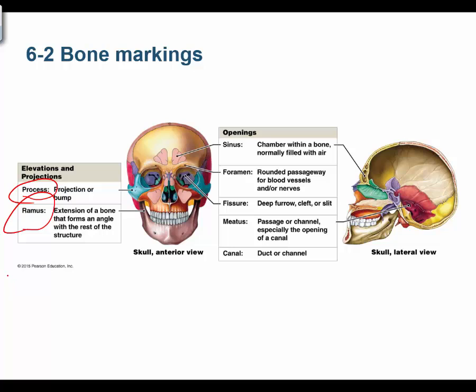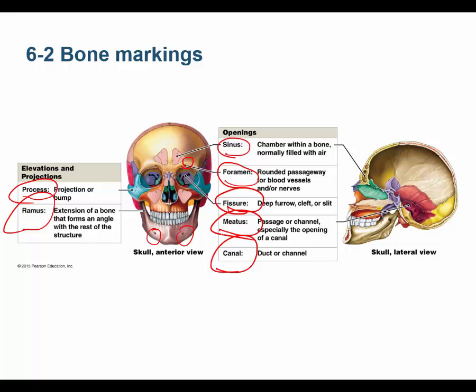Rami means arm or branch, and you're going to learn some rami. You have holes in bones, and you're going to name these: mental foramen and supraorbital foramen, and I'm not really seeing the infraorbital foramen. So you're going to have to learn these things. You have a chamber called a sinus. You have a hole or a round passageway called a foramen. A deep cleft is called a fissure. A channel is called a meatus, like the external auditory meatus. That's your ear canal, so that's a meatus. And then you have canals, which is really a meatus.